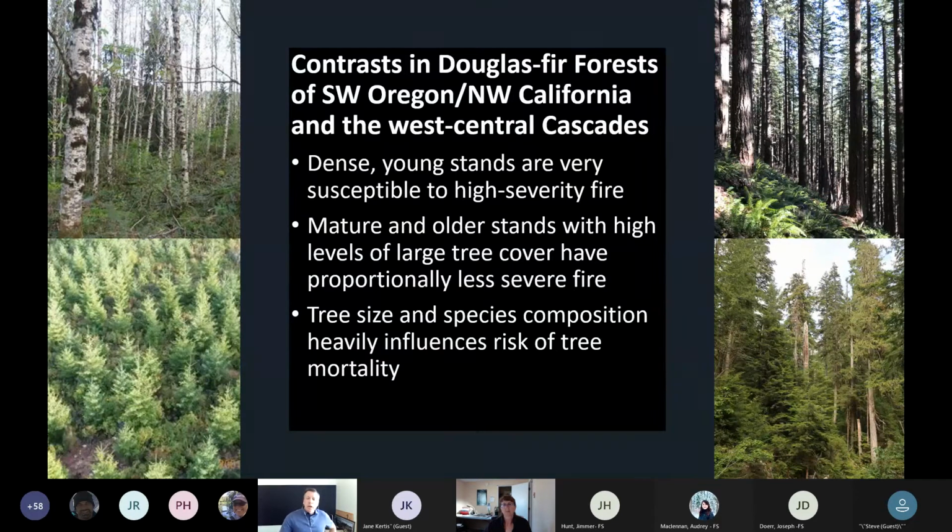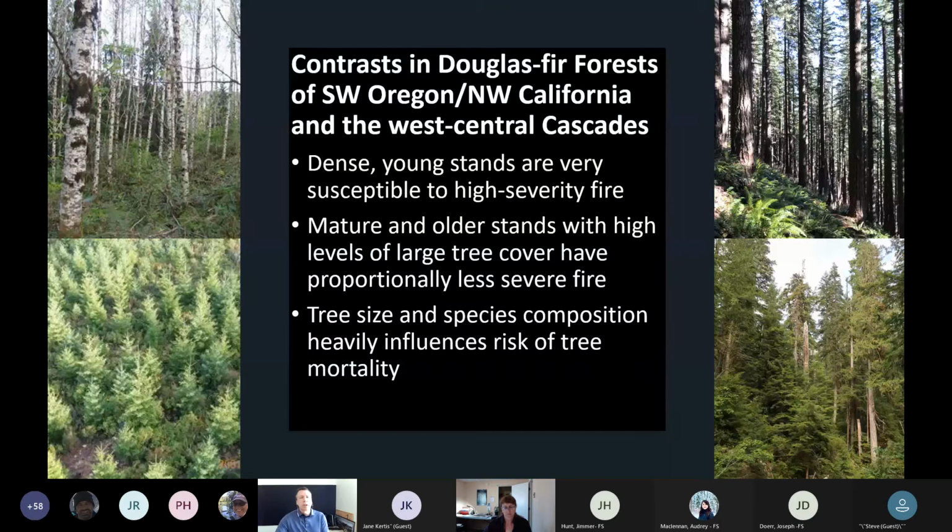And then tree size and species composition heavily influence the risk of tree mortality in our west side forests, right? If we've got stands of very thin bark fire susceptible species like alder or western hemlock, even a relatively low intensity surface fire is more likely to cause significant levels of mortality than if we have a mature stand of large diameter Douglas fir, where you're going to have thick bark and crowns high off the ground. In which case we're probably only likely to see significant levels of mortality if we have fires that are burning under really extreme weather conditions like September's fire last year.